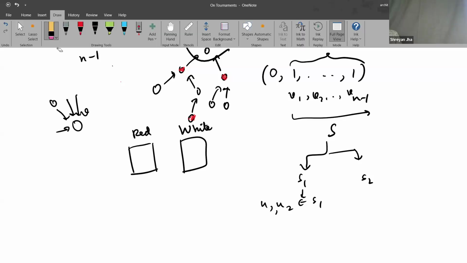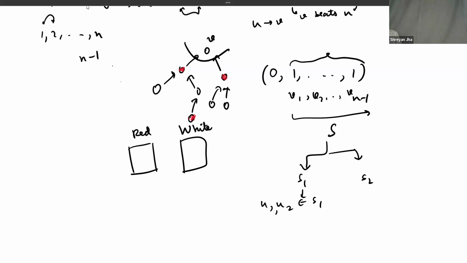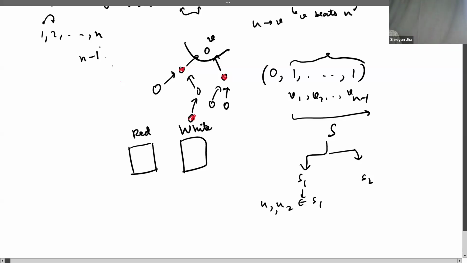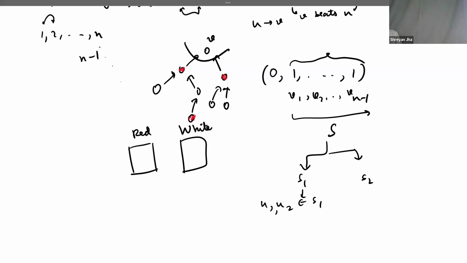If everything is mapped to V, then V is done, right? I mean, if everything is mapping to V, we are done. We know that V is the solution. No, V is not the solution. Okay, yes, fair.